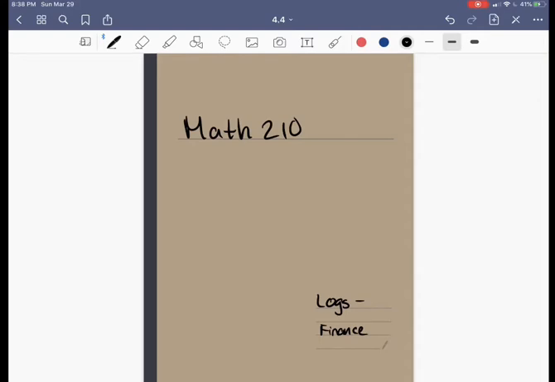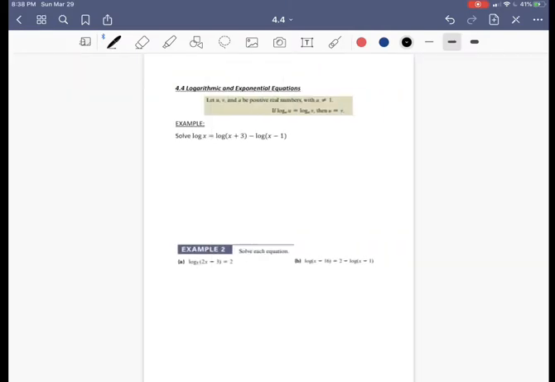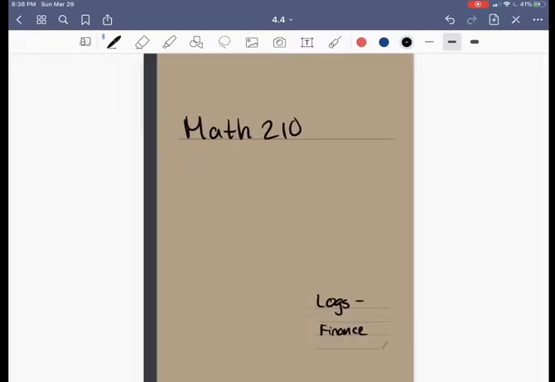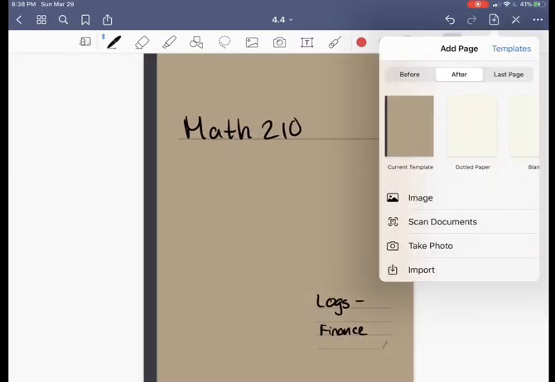Hello, everyone. Welcome back. We're still in Math 210, and we left off with logs getting ready for financing. So let's go to the next one. Remember, actually, let's go back and do a little review.